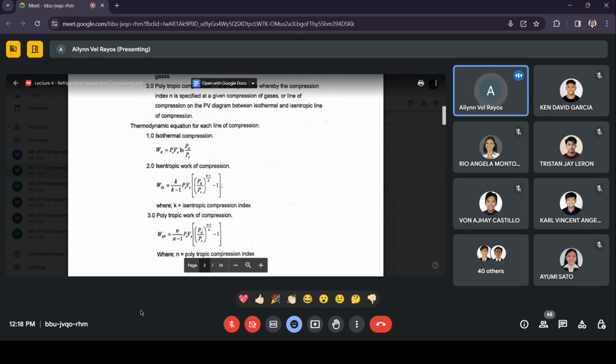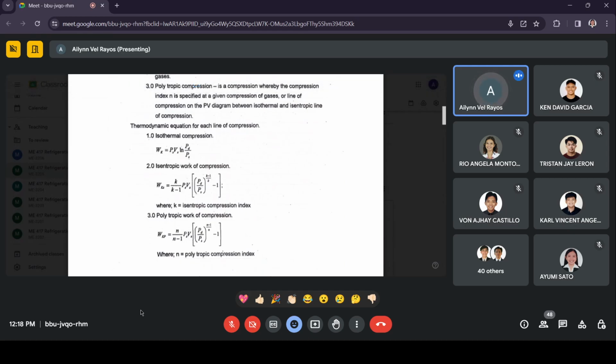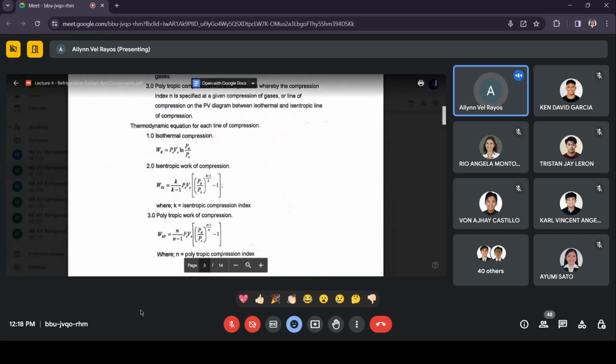So, ganoon din naman yan, walang pinagbago. So, this can be P1 V1 ln of P2 over P1 for isothermal compression. For isentropic work of compression naman, that is equivalent to K, wherein this is the isentropic compression index, K over K minus 1 times P1 V1 multiplied by (P2 over P1) raised to (K minus 1) over K, minus 1. Okay, so N lang yung gagamitin natin kapag polytropic compression index, but the formula is the same, maliban dun sa compression index na ginamit. So K is for isentropic, N is for polytropic.